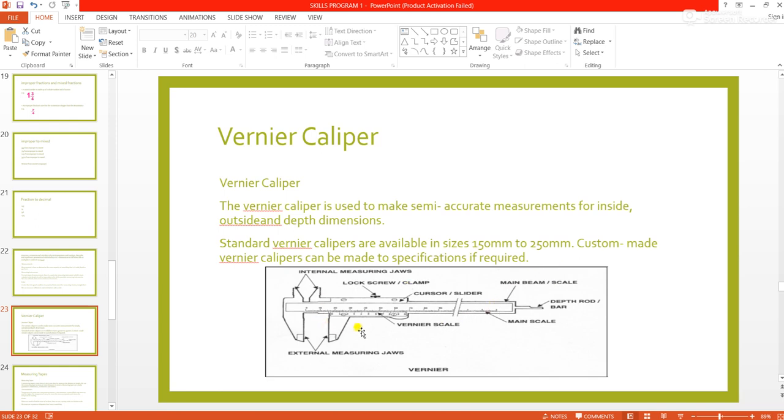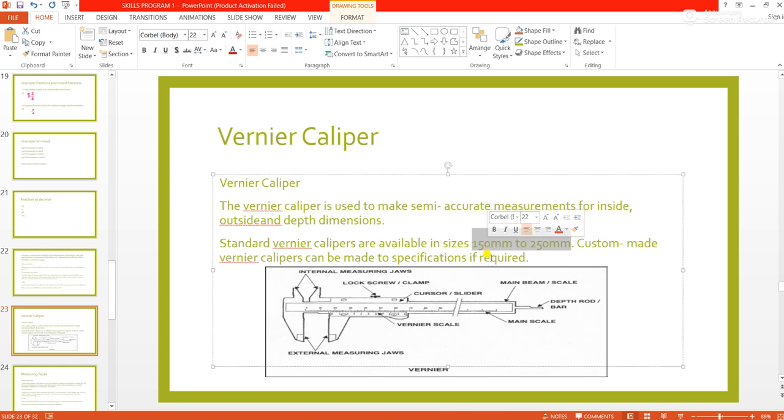So this is how a vernier caliper looks. I've extracted this figure from your learner guide. You just have to know the properties of a vernier caliper and the sizes that it has. The sizes which are available are from 150 millimeters to 250 millimeters.